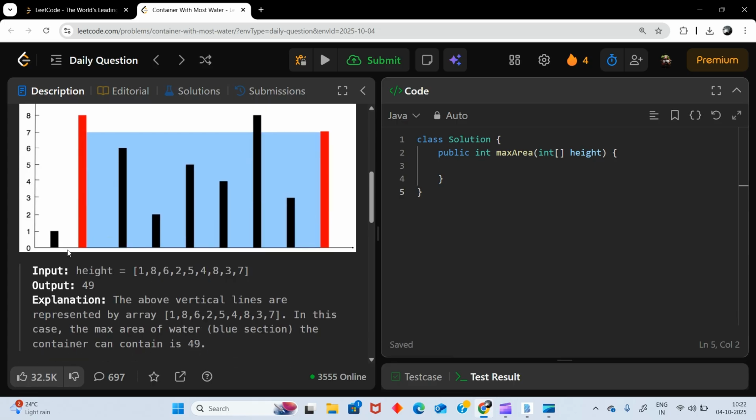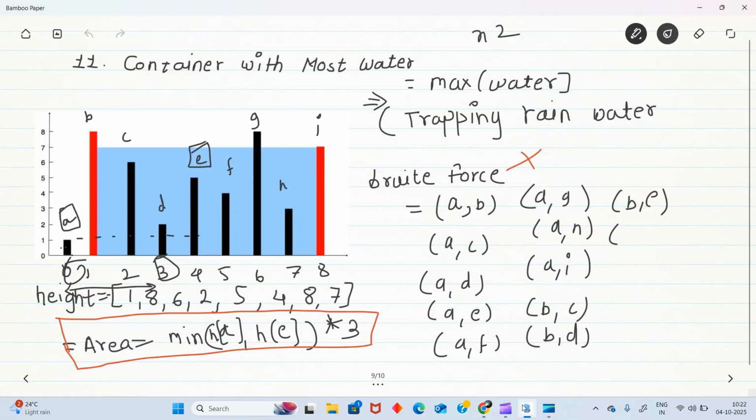Here, if you see the example, I'll explain here. So basically, I explained in the video, but the audio didn't record, so I'm explaining again. This is our example. The heights are 1, 8, 6, 2, 5, 4, 8, 7. So you want to consider two lines and find the area between them, and you have to maximize that area basically.